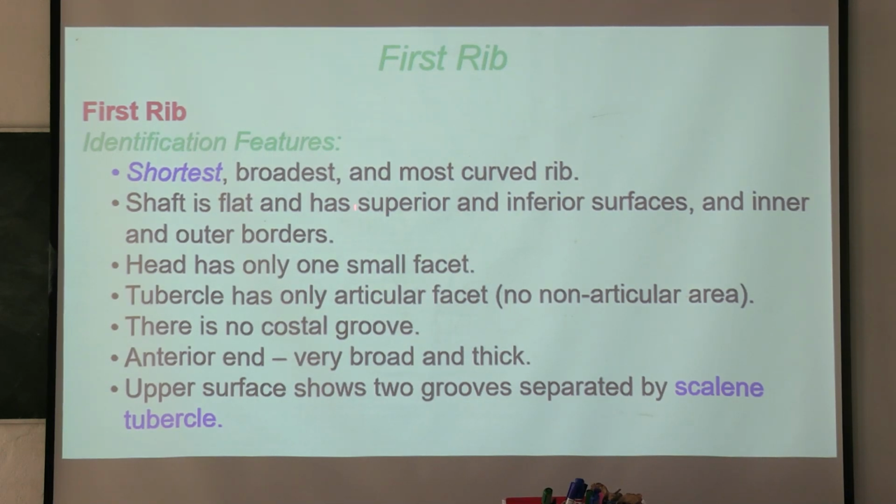Shaft is flat and has superior and inferior surfaces and inner and outer borders. Head has only one small facet. Tubercle has only articular facet, no non-articular area. There is no costal groove. Anterior end is very broad and thick. Upper surface shows two grooves separated by a scalene tubercle.